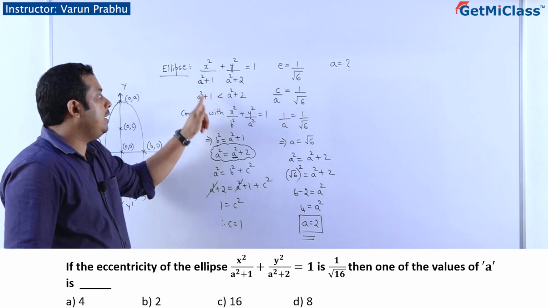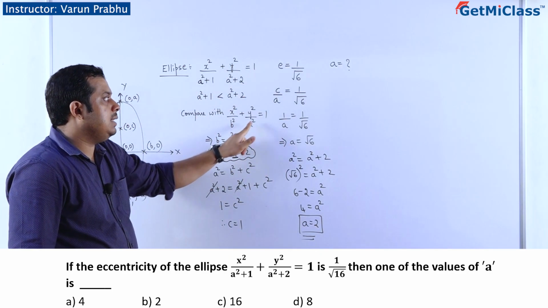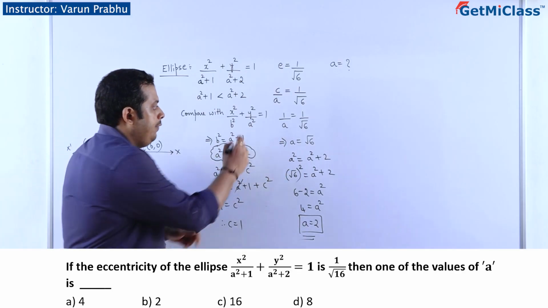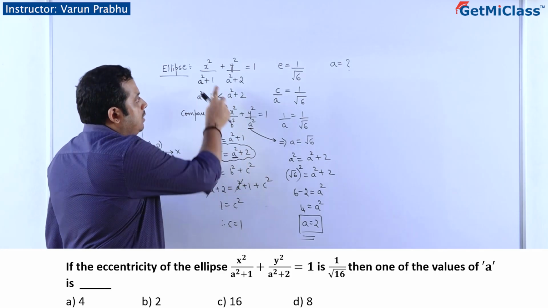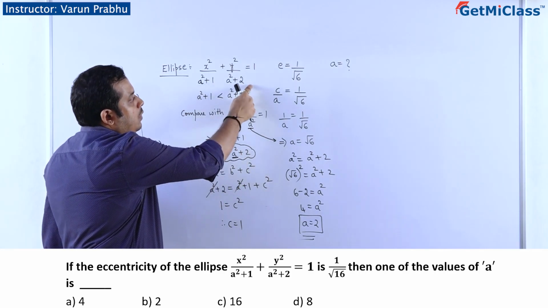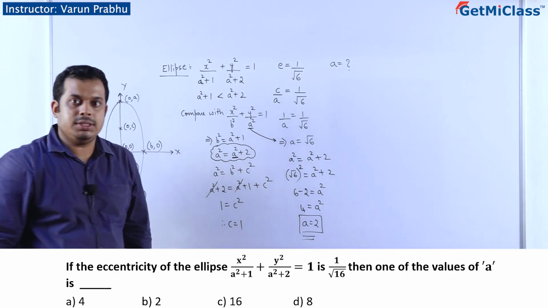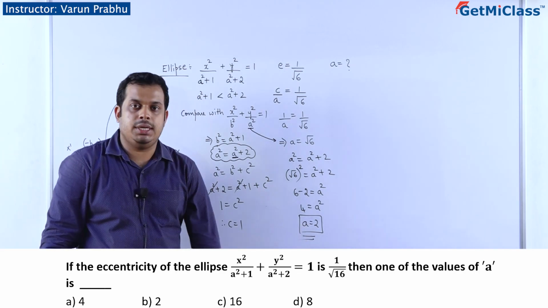Root 6 is as per the definition of the ellipse. This a is what we have got here. Whatever a we have got is this a. But in the question a is something else, right? a is nothing but a square plus 2. So the question is asking for what is that value of a. a is equal to 2 is the answer to the question.